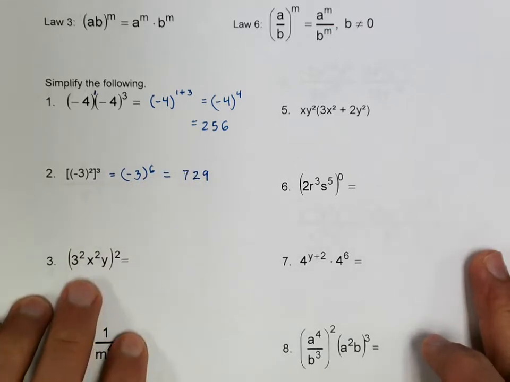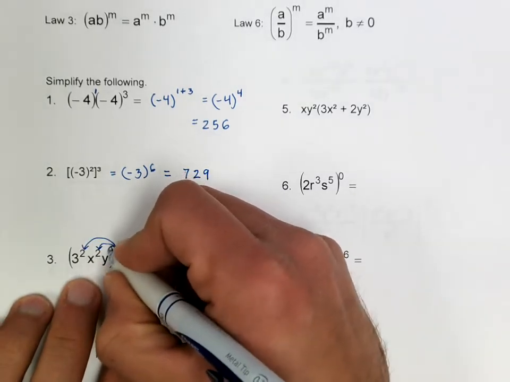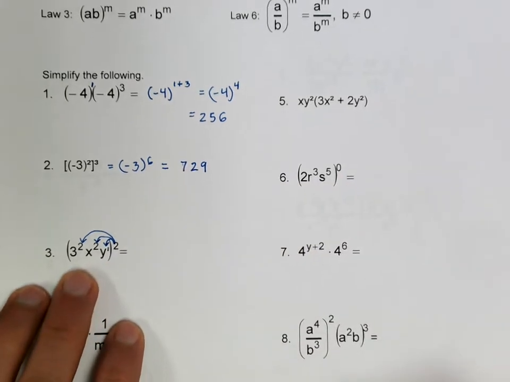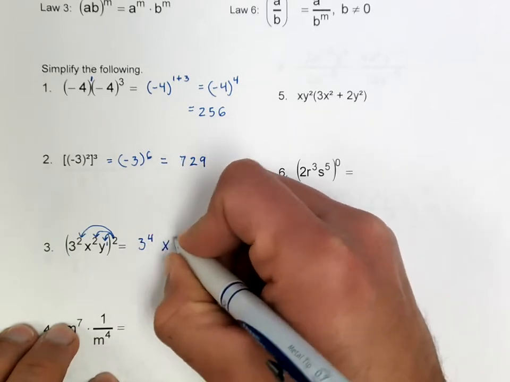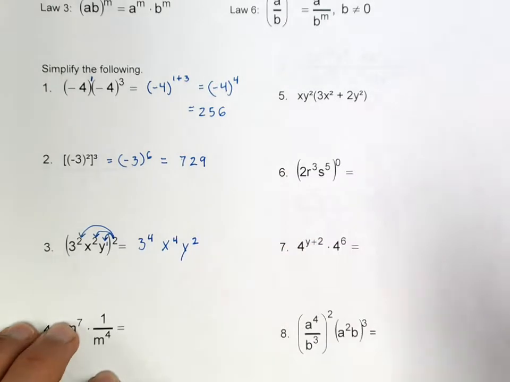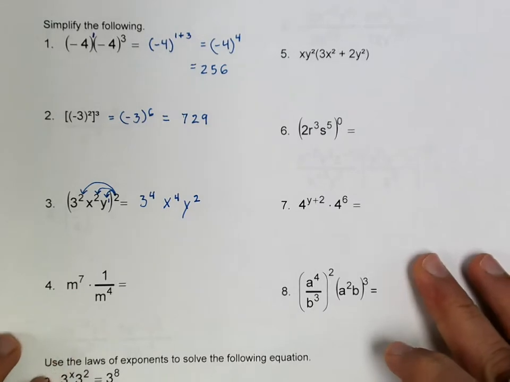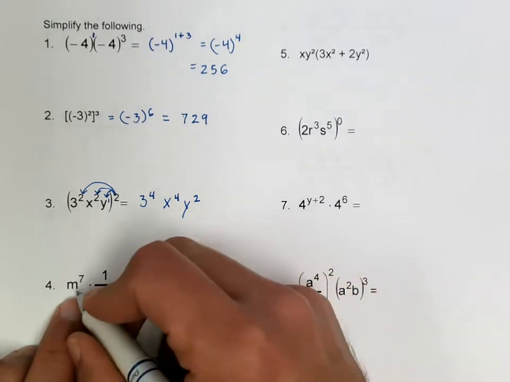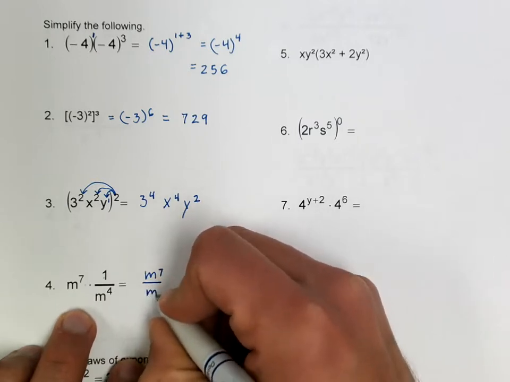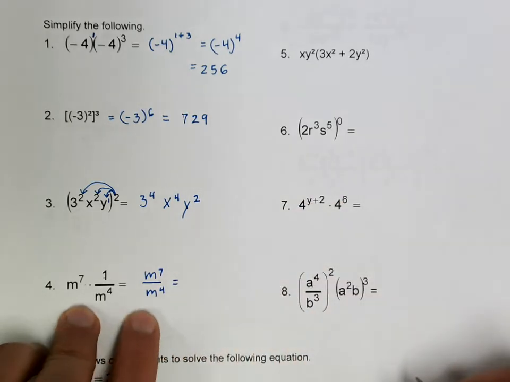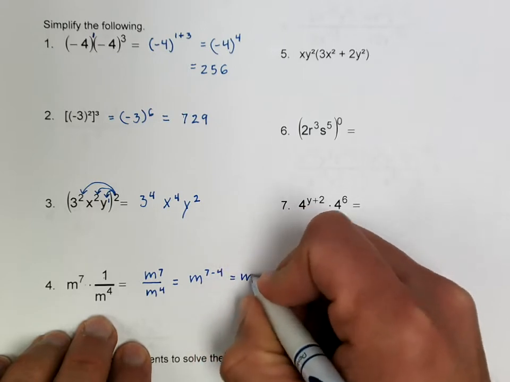So on number 3, this 2, you're going to multiply that 2 times each power, right? So that would give us 3 to the 4th, x to the 4th, y to the 2nd. And I'm just going to leave it at that. That would be 81 though. But anyway. So on number 4, you're just going to multiply m to the 7th times 1 over m to the 4th, and remember that when you divide you're actually subtracting, so you have m to the 7th minus 4, which will give you m to the 3rd.